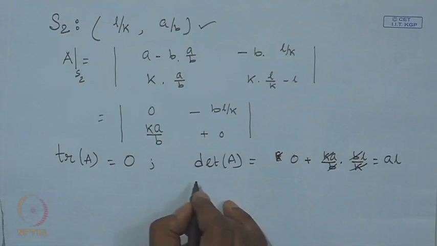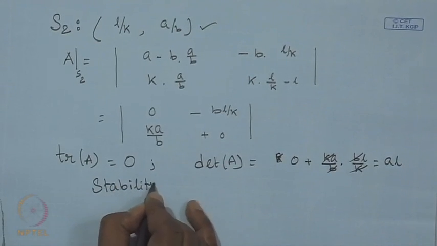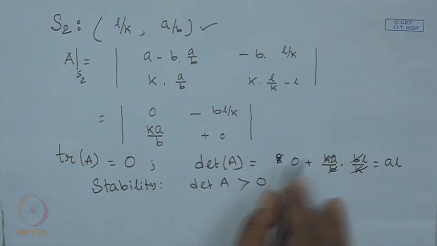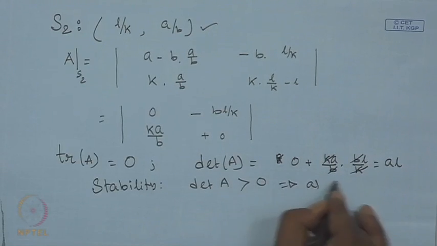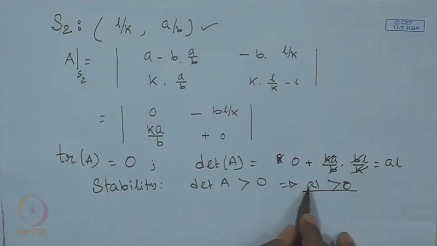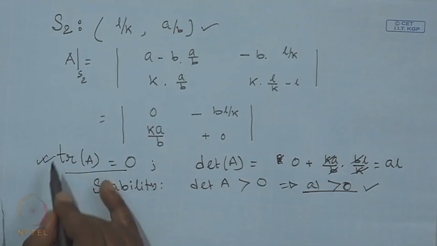Now, for the stability, determinant of A has to be greater than 0. So, therefore, A L has to be greater than 0. There is no problem in that, because both A and L are positive constants. So, multiplication of them will be greater than 0, but trace of A makes them equal to 0.